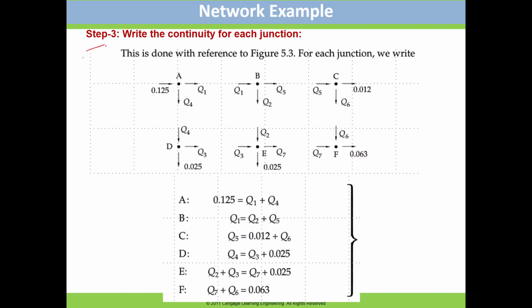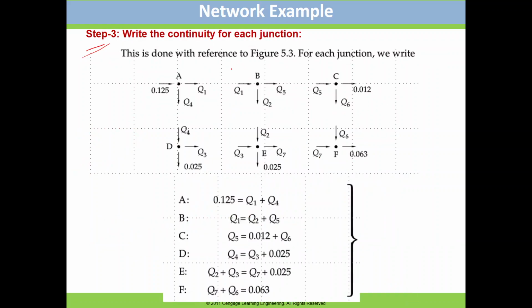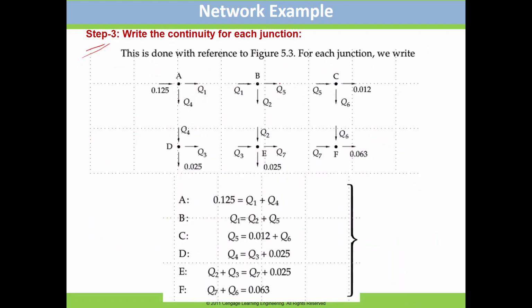Then the third step is to set up the continuity at each node. So this is the network, nodes A, B, C, D, E, and F. These are the six nodes. This is A, this is B, this is C, and then D, E, F. As per the given direction, because the direction of the flow we have already assigned, for node point A we can write the continuity equation that 0.125 equals Q1 plus Q4. So this is for nodal point A.